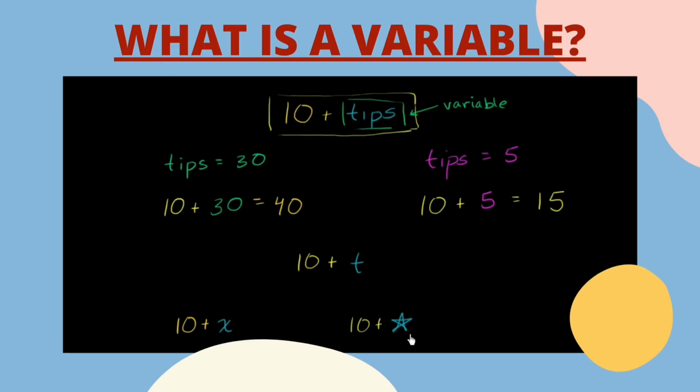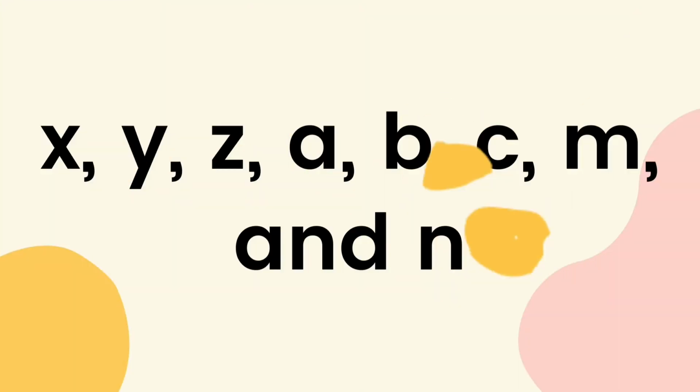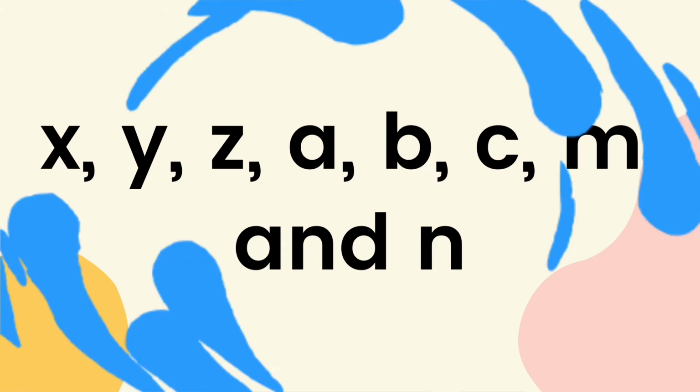Just remember, you can use any variable to represent a specific and changing value. Here we use tips as the variable, but you can also use a star or x, it all depends on you, as long as you know what it represents. These are some of the popular variables used in mathematical representation. And I know you do know x because you have one.